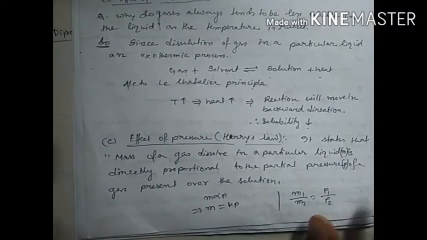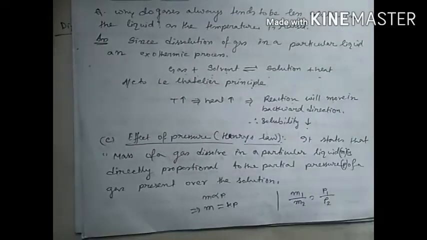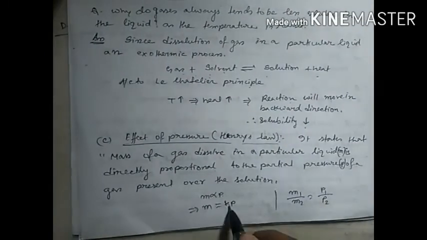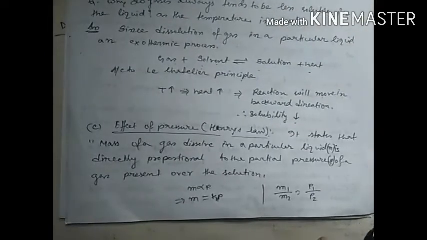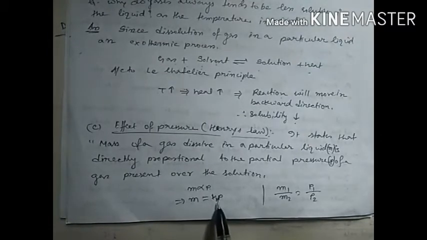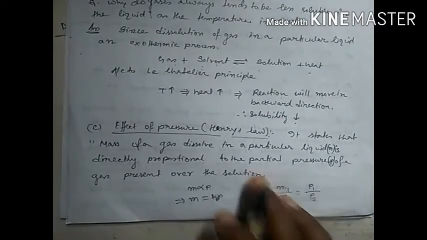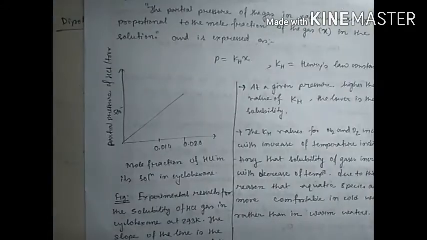Sorry, here it should be KH. Make it correct in your notes. KH means Henry's constant. Henry's constant. Okay.